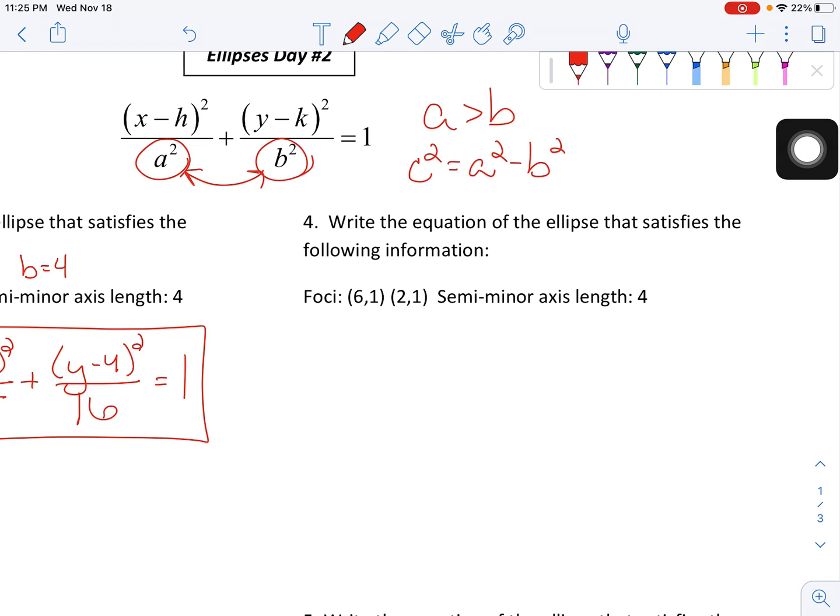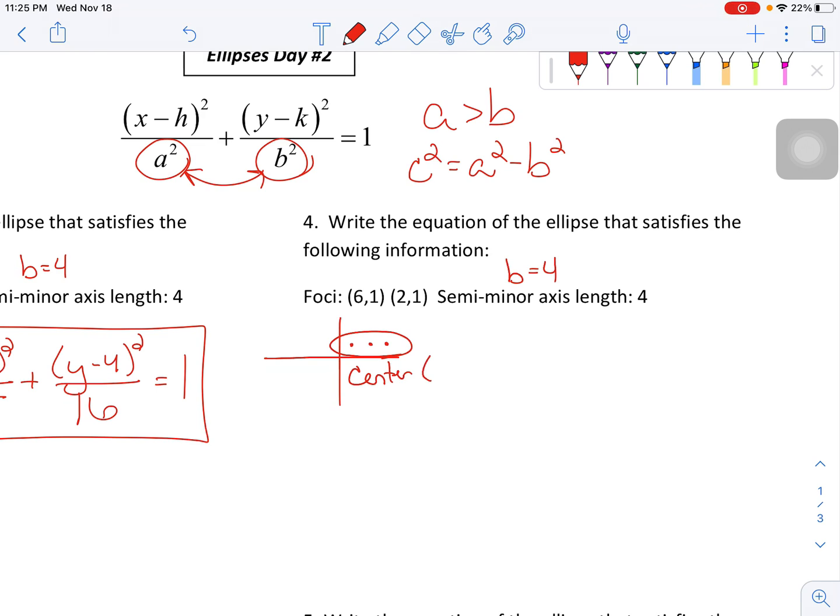All right, last problem is problem number 4 here. Let's see what kind of information we were given. 2 foci and a semi-minor axis length of 4. So B is equal to 4 here. And if we've got our 2 foci, we can find the center. So let's see here. Let's go ahead and graph this up. (6, 1) and (2, 1).